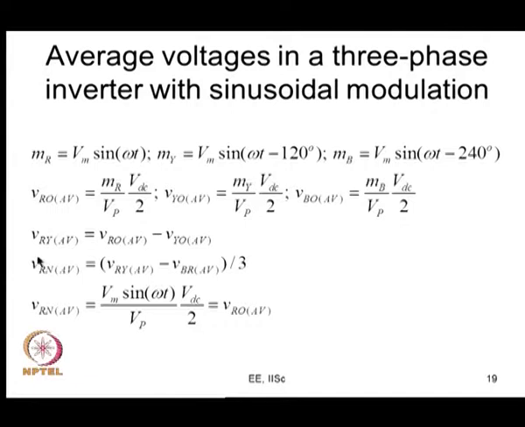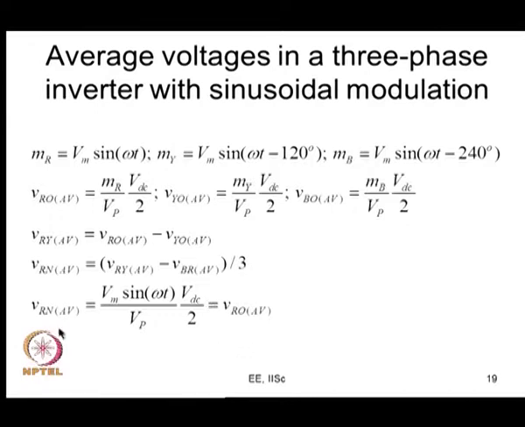Then what is VRY average? It is VRO average minus VYO average. The same way you can define VYB average and VBR average, and VRN average is 1/3 of VRY average minus VBR average. Now if you look at this VRN average, it will actually be Vm sin omega t by Vp into VDC by 2, which is equal to VRO average if you are looking at sinusoidal modulating signals. So, if you are using sine triangle PWM and you are in linear modulation, then VRN average and VRO average are equal to one another.